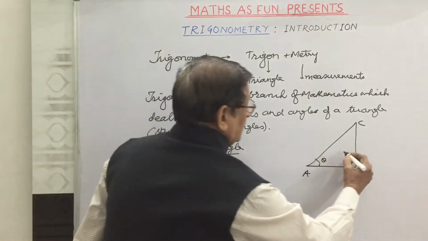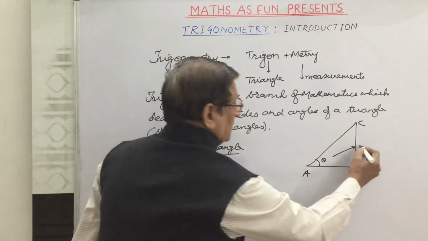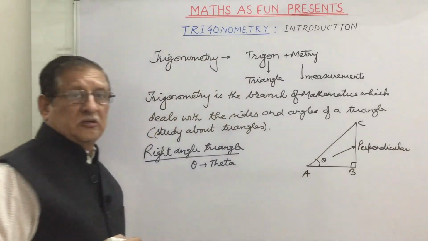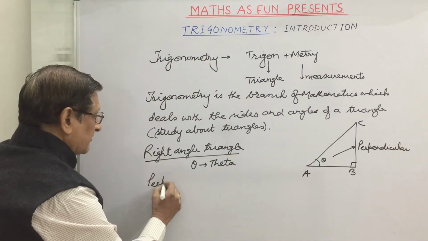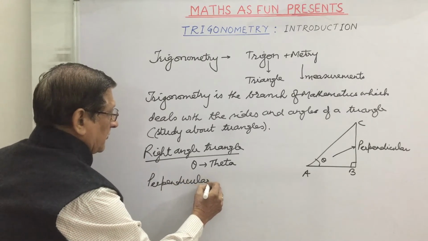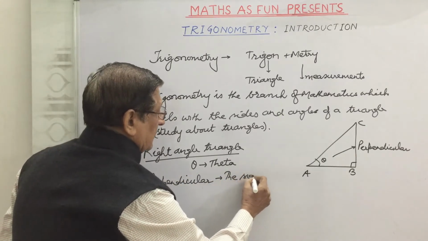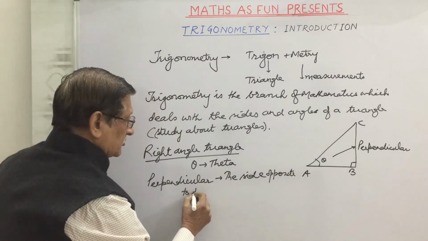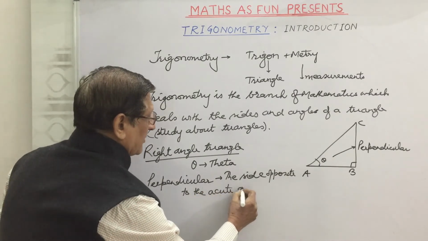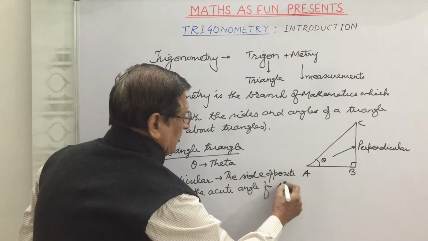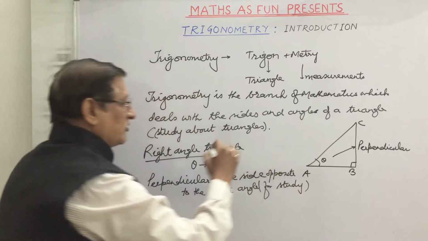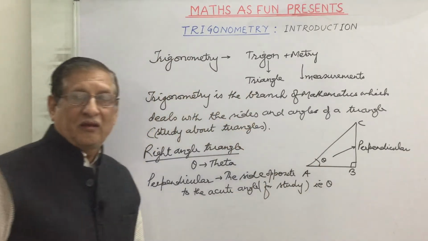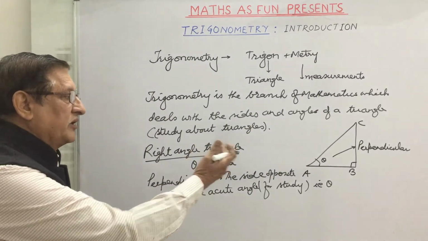Then the side opposite to this theta is called the perpendicular. So perpendicular is the side opposite to the acute angle which we are using for study. Here we have theta, but it may be alpha, beta, gamma, or we can write A also.